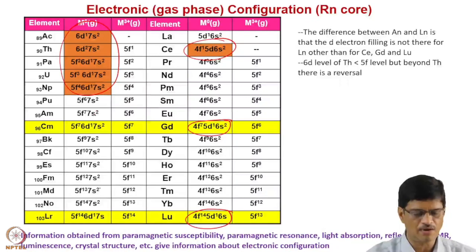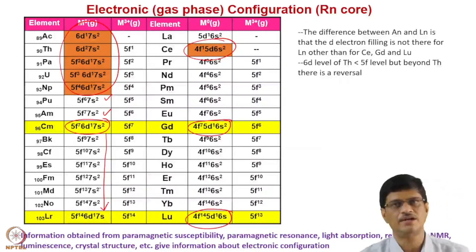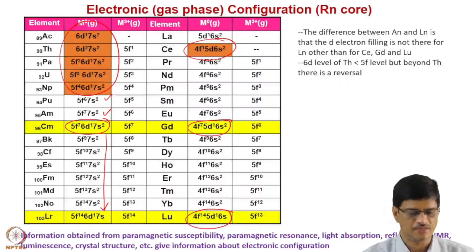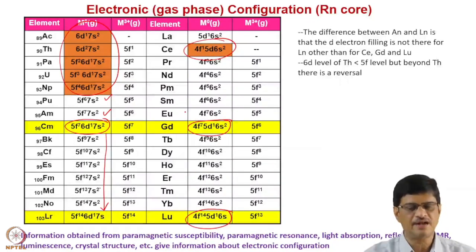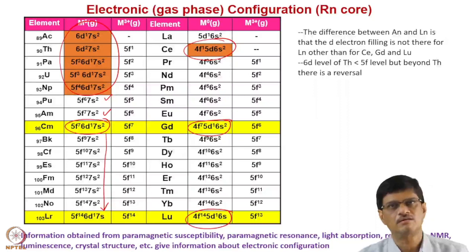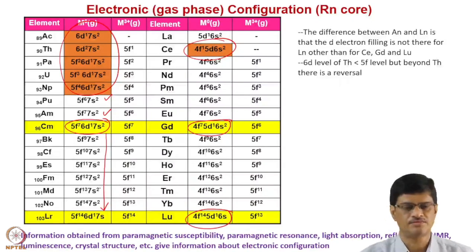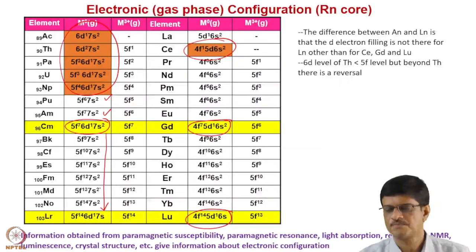Now, beyond neptunium, you have plutonium and americium. There you do not have the d electrons, and apart from curium, you have all other actinides again with only the f electrons getting filled gradually. So this is a similarity of the actinides with the lanthanides starting from plutonium. But the early actinides, as I have already mentioned, because of the comparable energy levels of the 5f, 6d and 7s levels, this type of configuration is possible.